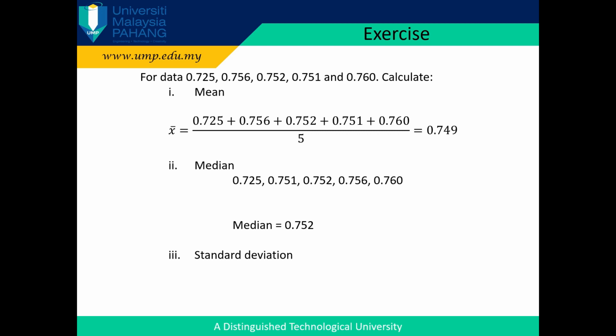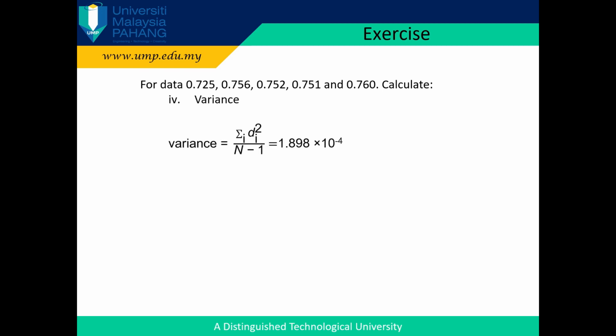Next is standard deviation. To find the standard deviation, you need to insert all the values given in the equation, where xi is the value given, minus the mean, square, and you need to find the total of all the value given. Divide by number of value and minus 1. Don't forget the square root, then you will get 0.014.